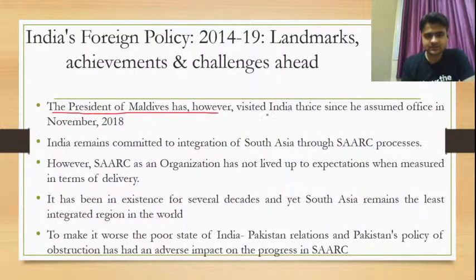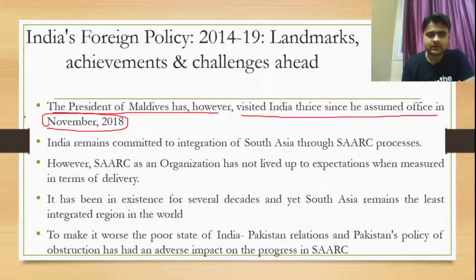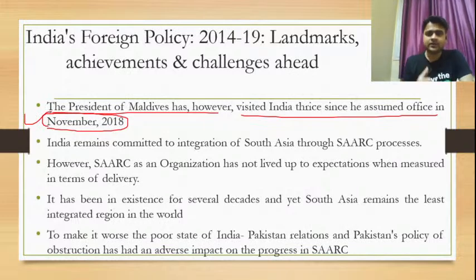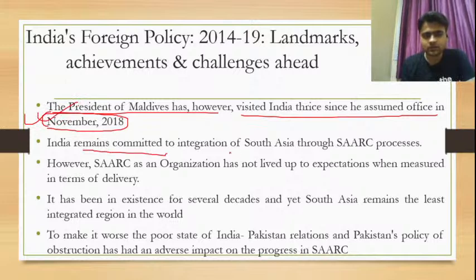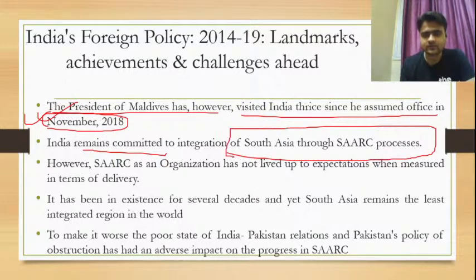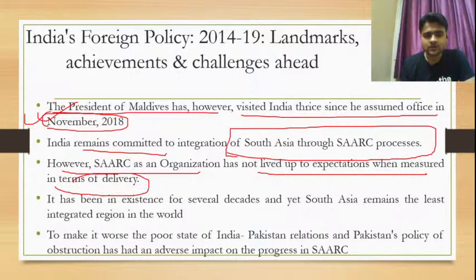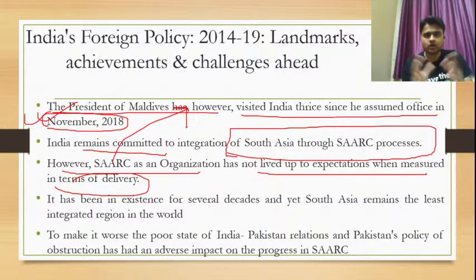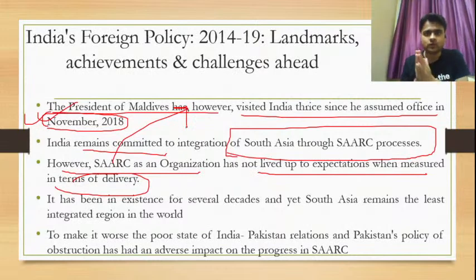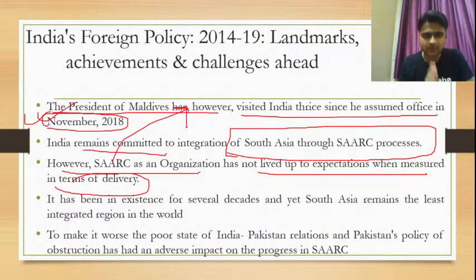The president of Maldives has however visited India thrice since he assumed office in November 2018. So this again shows how other countries are also interested in increasing their diplomatic ties with our country, fine. Then India remains committed to integration of South Asia through the SAARC process, fine. And now SAARC as an organization has not lived up to expectations when measured in terms of delivery. Why? Because multiple times the talks are being stalled because of non-cooperation of some of the members, for example Pakistan. That is the main problem, fine. We will be discussing this further.